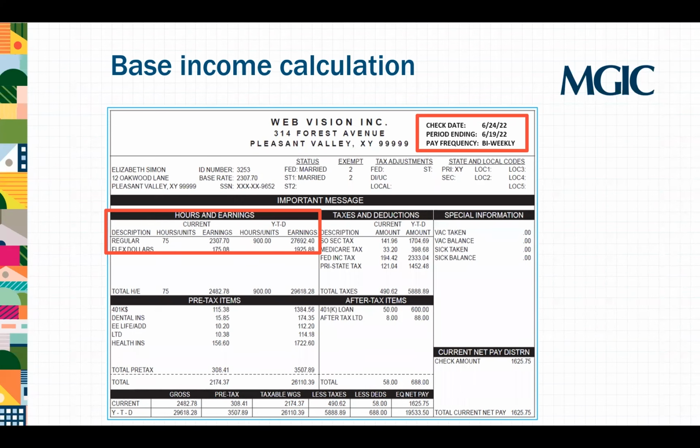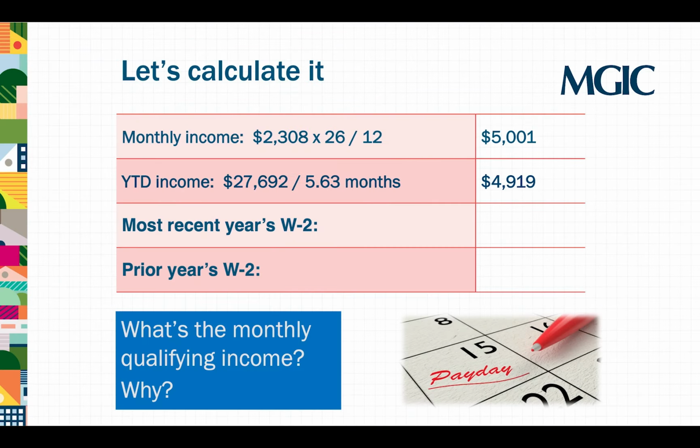What date are we going to be using to calculate income? The check date or the period ending date? We will use the period ending date. Elizabeth's monthly qualified income would be calculated as 2,308 times 26 divided by 12 equals 5,001.